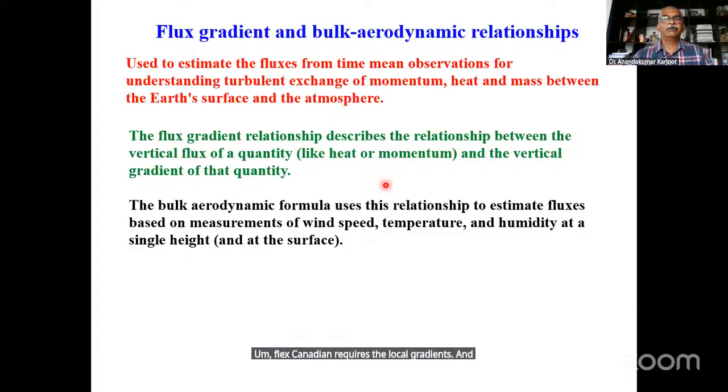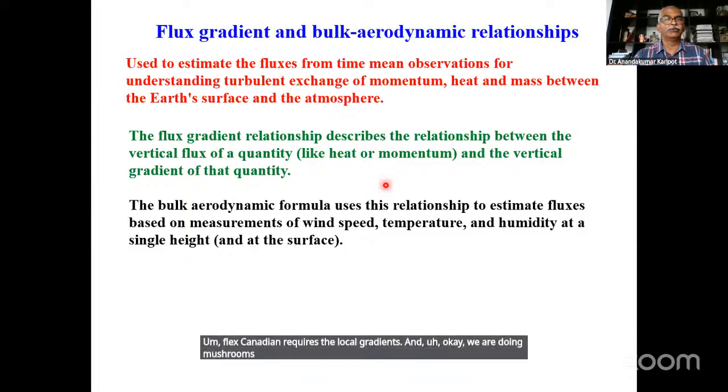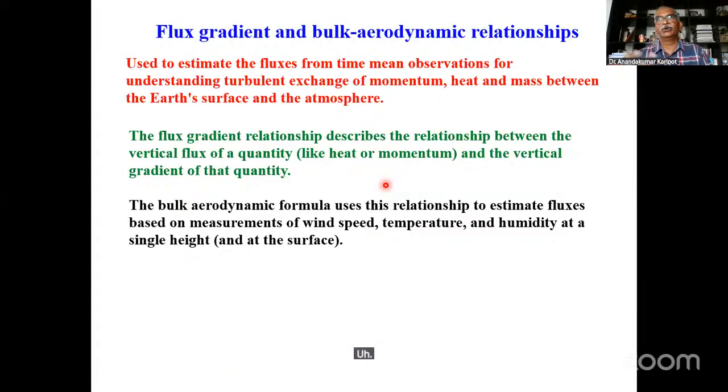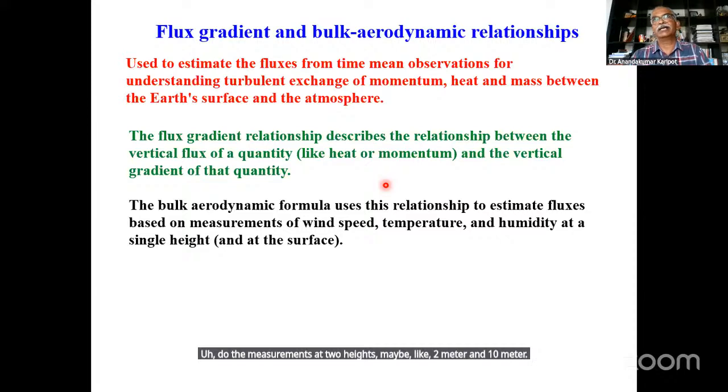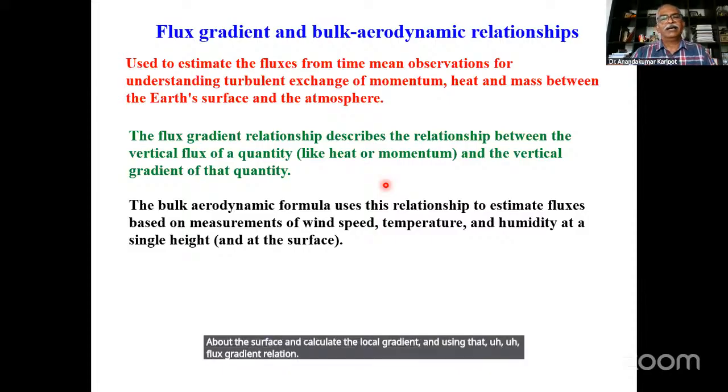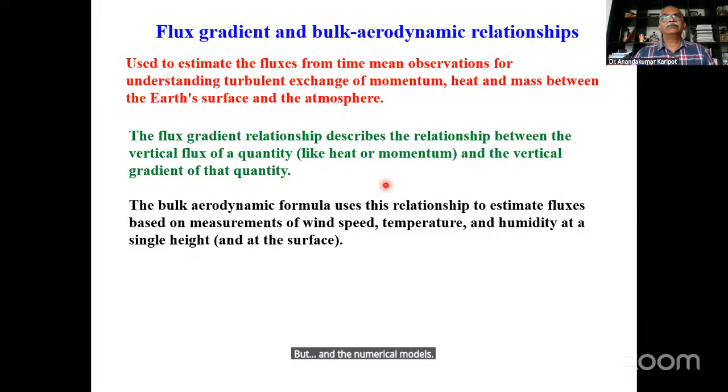And okay, we are doing measurements. It may be possible to do the measurements at two heights, maybe like 2 meter and 10 meter above the surface, and calculate the local gradient and use that flux gradient relation. But in the numerical models, such local gradients may not be available at fine resolution.